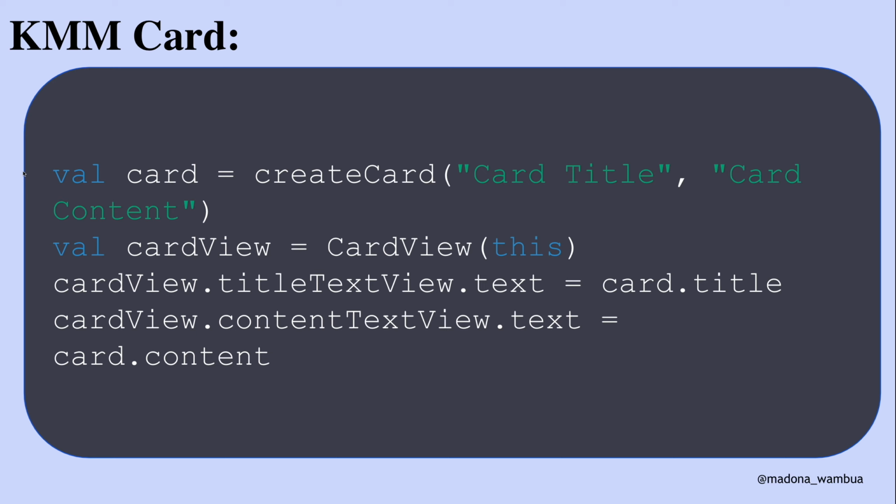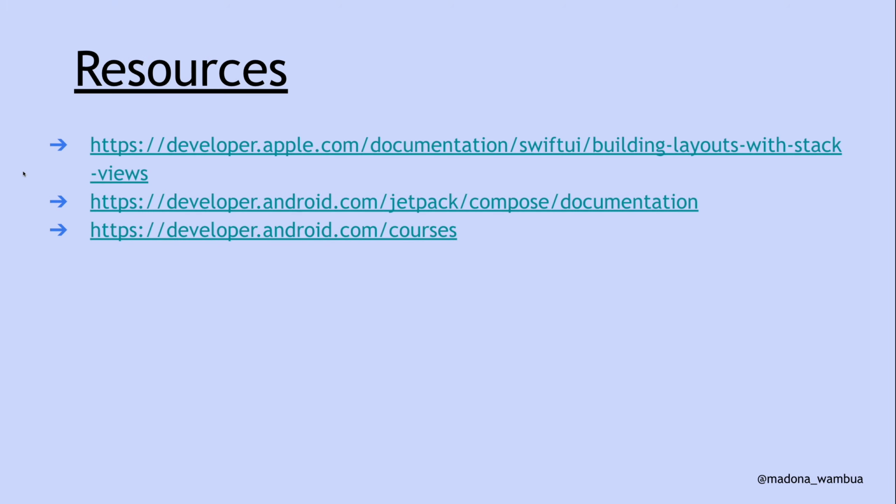So overall, creating a card in Kotlin Multiplatform requires defining a common interface using the expect/actual pattern and providing a platform-specific implementation of this interface. Once this interface is defined, you can use it to create cards in a platform-agnostic way, which is super cool. Now, that said, we will explore more of this through the following resources.